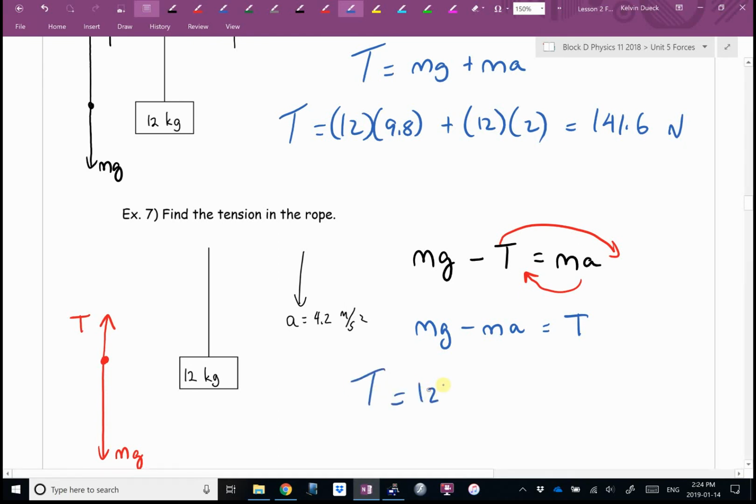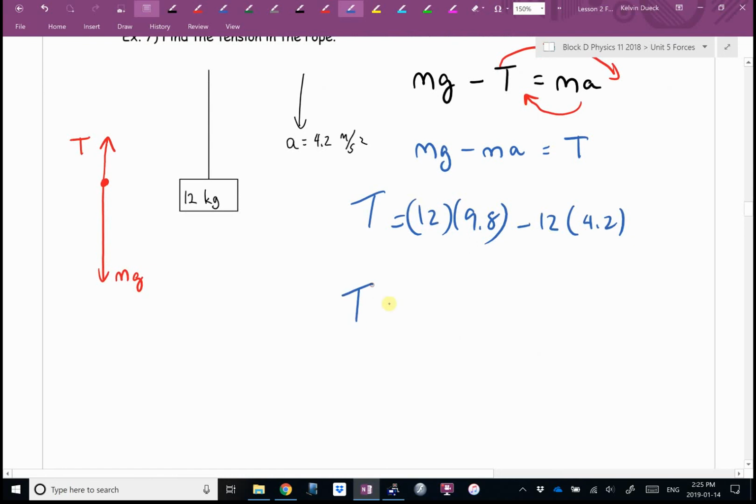M, 12, 9.8. Mr. Dueck, shouldn't the 9.8 be negative? Jackson and I took care of the negative when we decided who was winning and who was losing. In fact, if you actually look at it this time, we decided to let down be positive because it made the math easier. Minus 12 times 4.2.